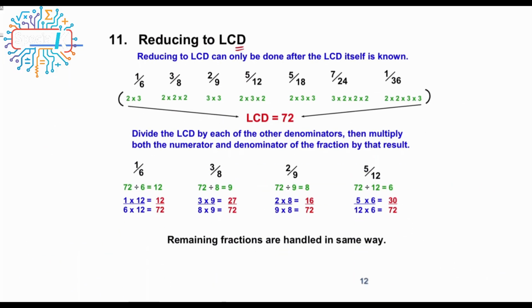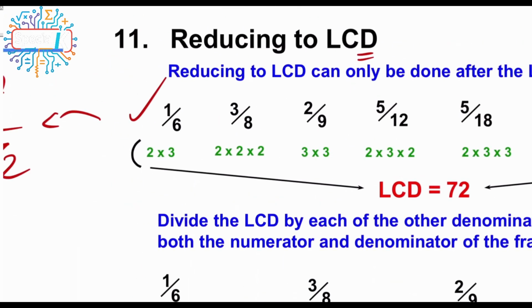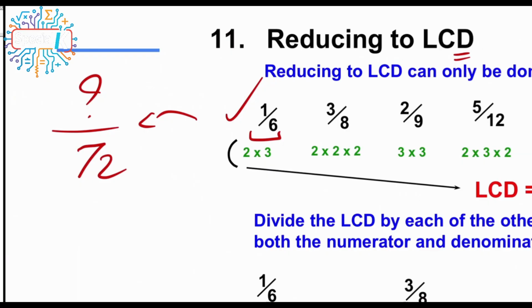It means that I have to find a way to convert my 1 over 6 to a fraction whose denominator is 72, but here's the question: what is the numerator? 3 over 8, the same thing. 2 over 9, the same thing, till the end. A very good way that you can do that is to find a number that your main denominator is multiplied by in order to reach the new fraction.